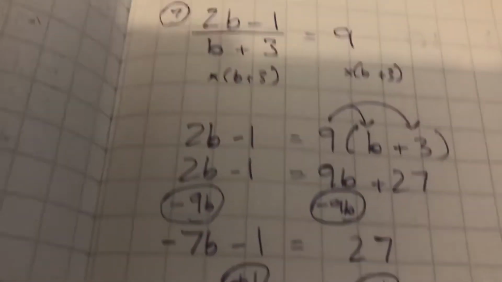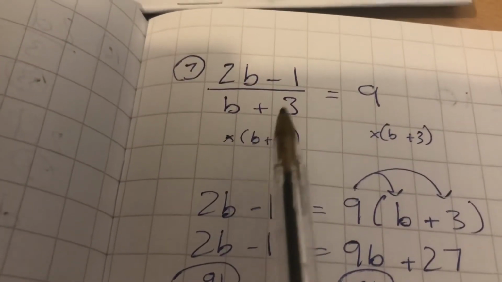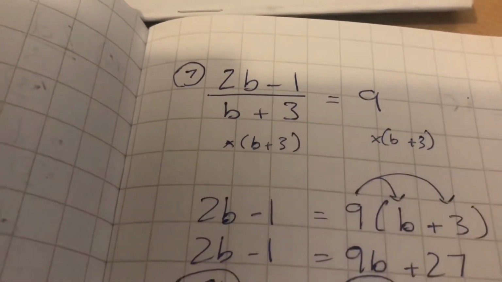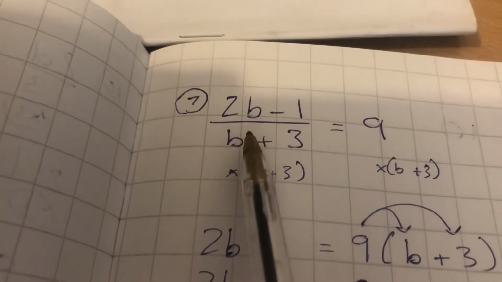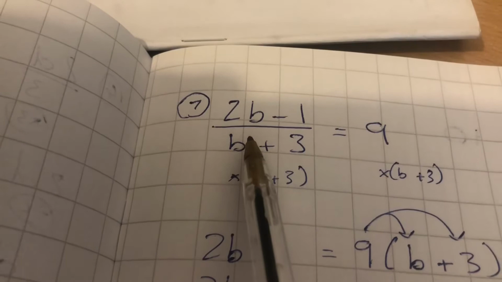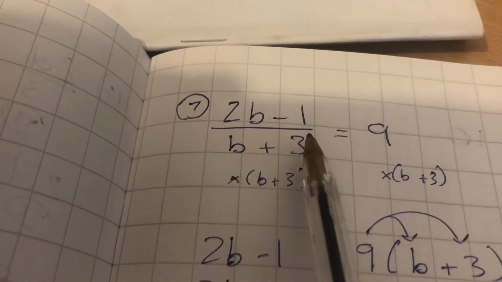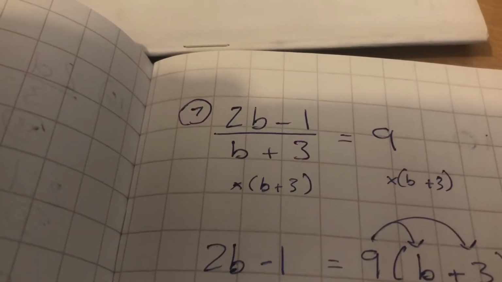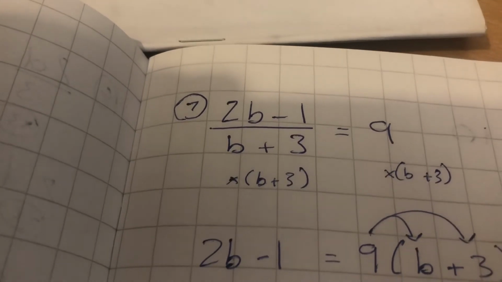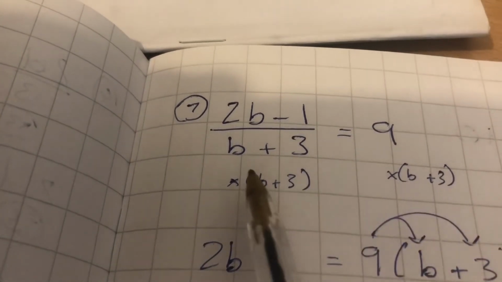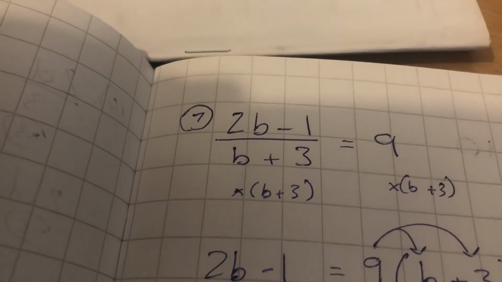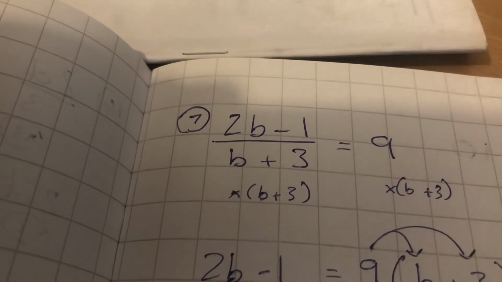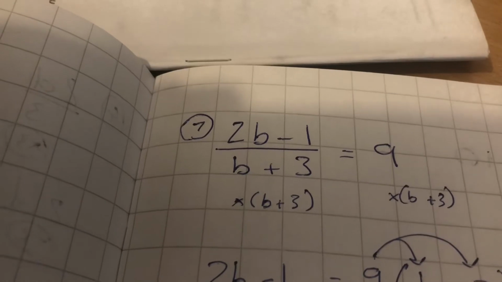divided by a negative. And I can substitute that back in if I want to check my answer. So if b was minus 4, 2 times minus 4 is minus 8. Minus 8, take away 1 is minus 7. And then I've got minus 4 plus 3 on the bottom, which is minus 1.